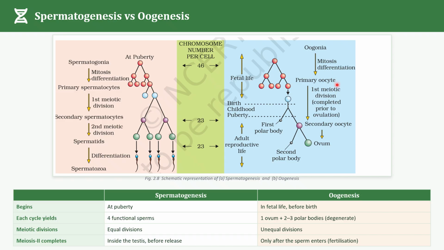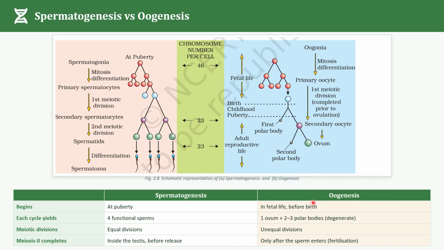So during each menstrual cycle, one primary oocyte completes meiosis 1. It produces one secondary oocyte and also the first polar body. Then the secondary oocyte is released during the ovulation period. Meiosis 2 is completed only if fertilization occurs. So one mature ovum is released and one second polar body is also released.